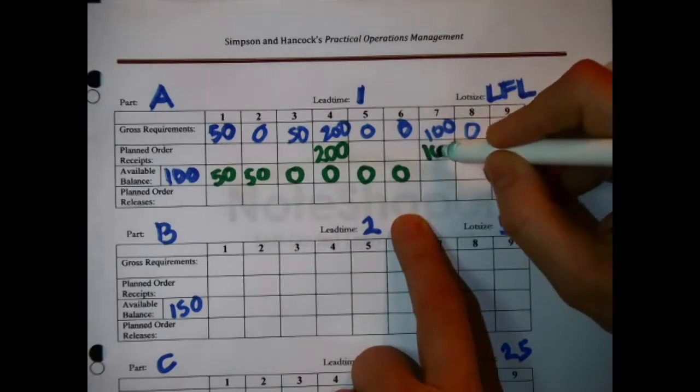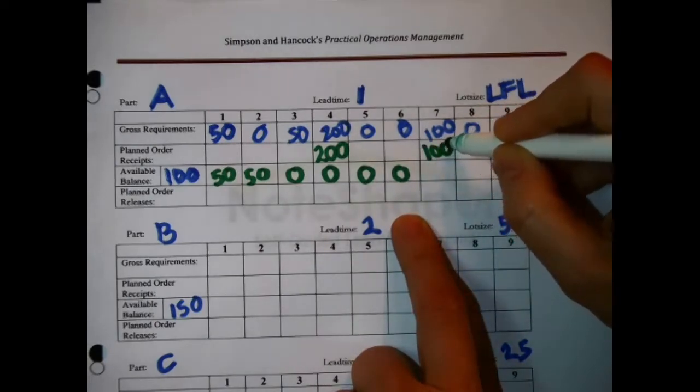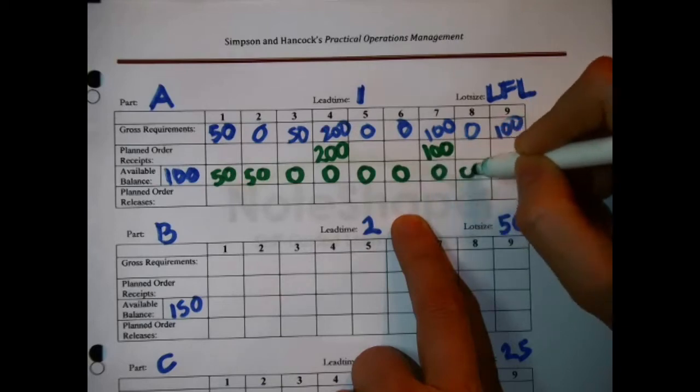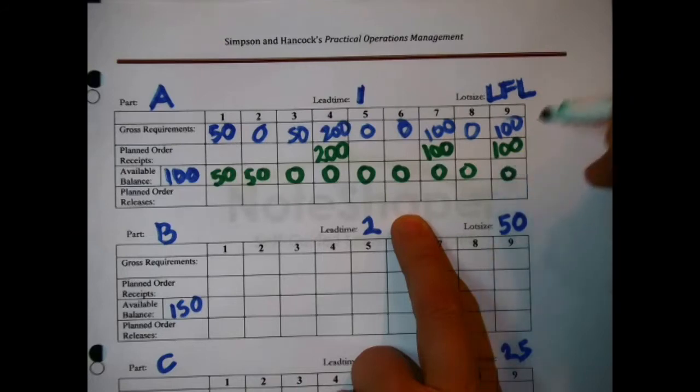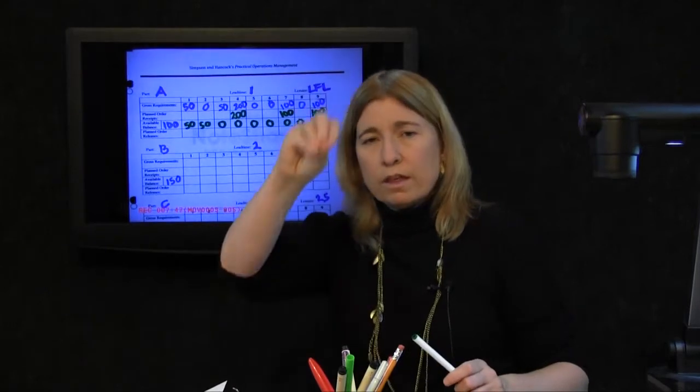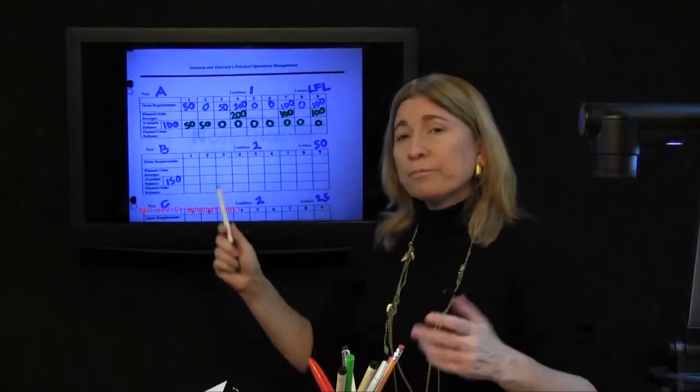It's lot for lot. Now that I've used up all the on-hand inventory, whatever is in the gross requirements line I can just copy down to the planned order receipt line, because lot for lot means whatever exactly you need, that's what you schedule to receive. Now, this 200, 100, and 100, this is when I need to receive part A.